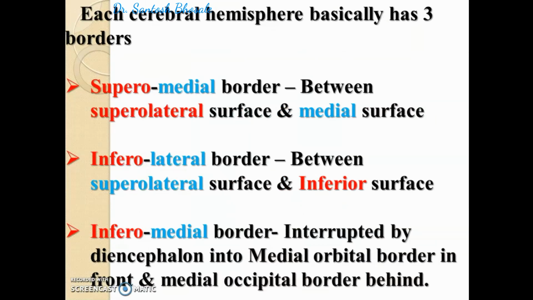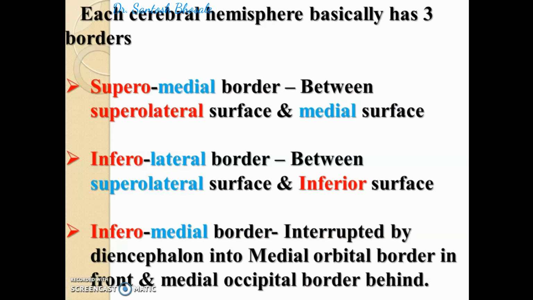Coming to the borders, it has three borders. The supromedial border, as the name itself says, lies between the superolateral surface and the medial surface. The infralateral border lies between the superolateral surface and the inferior surface. And the inferomedial border is interrupted by the diencephalon into the medial orbital border in front and the medial occipital border behind, that we will see in the upcoming picture.